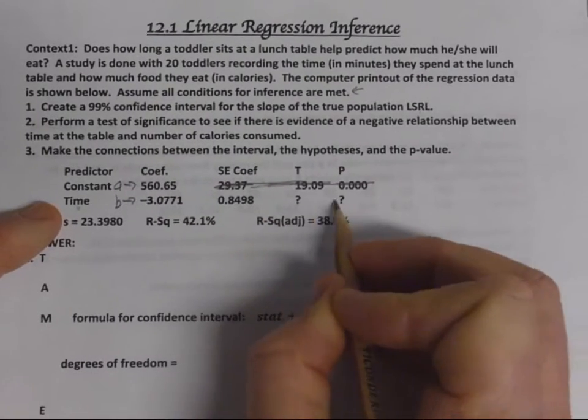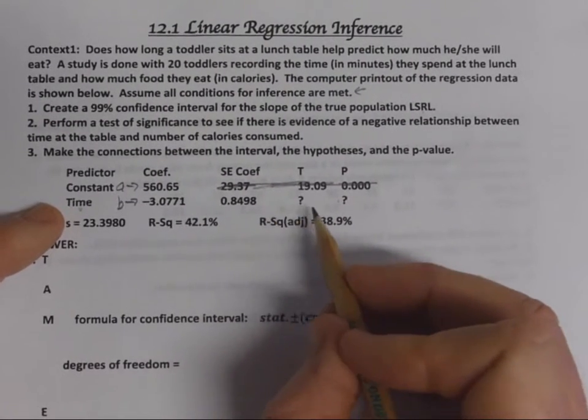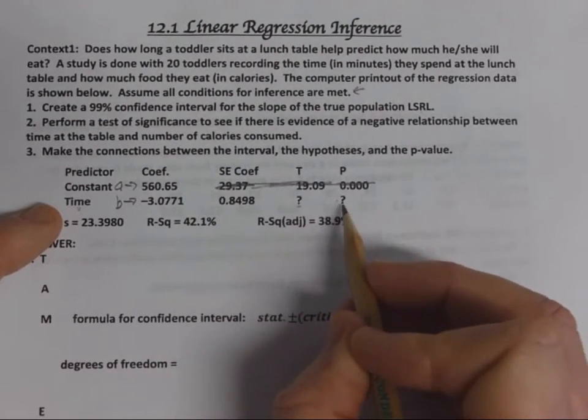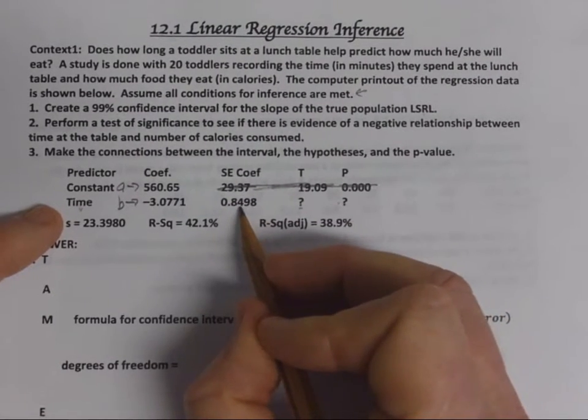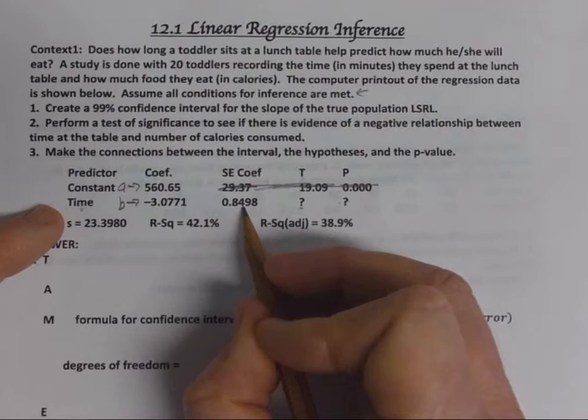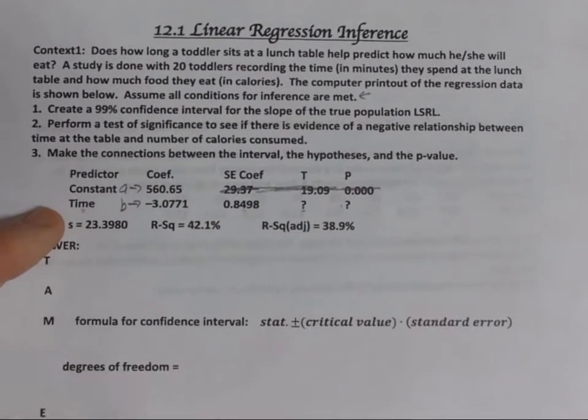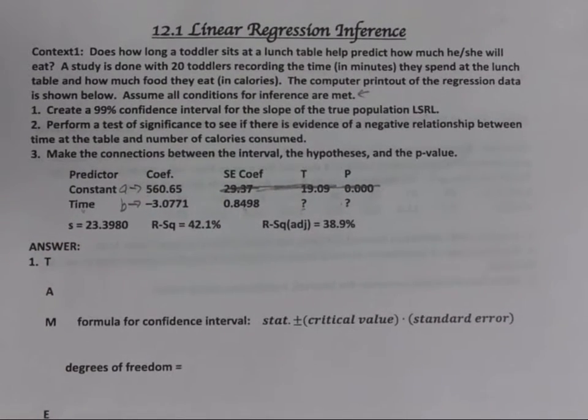These numbers here are very useful. Most of the time these things will be given to you, but I'm going to show you how to find these in a second. But this is going to be a very important number. This is the standard error of the slope. That is the average amount that the slope would vary in repeated sampling.